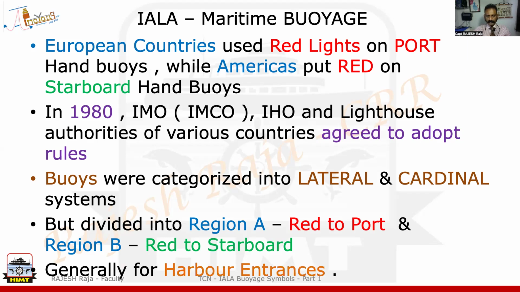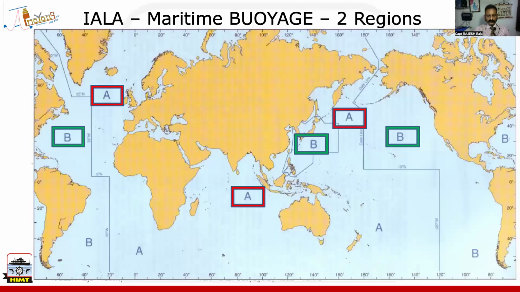So let us look into it. Usually this red to port and red to starboard are for harbor entrances. I've shown you a picture here marking region A with red color. That means red to port. And then I marked region B with green color. That means it is opposite. You have green on your port side.